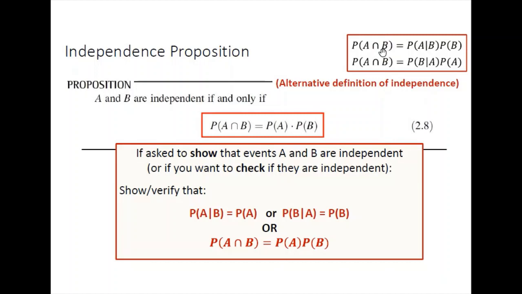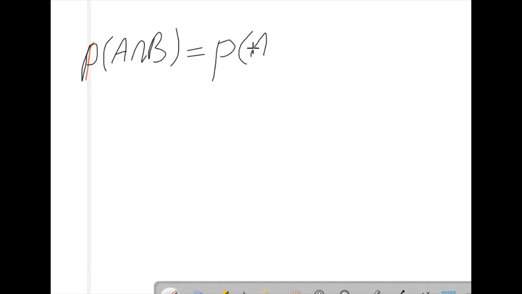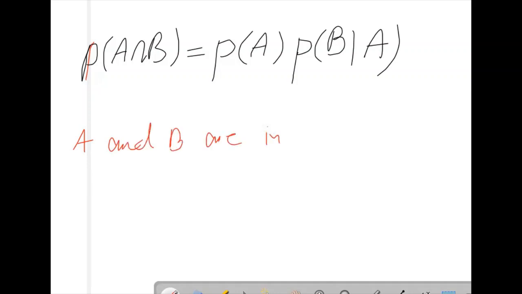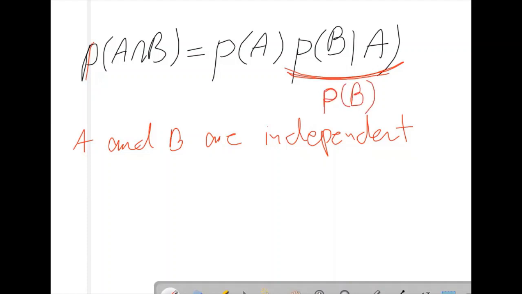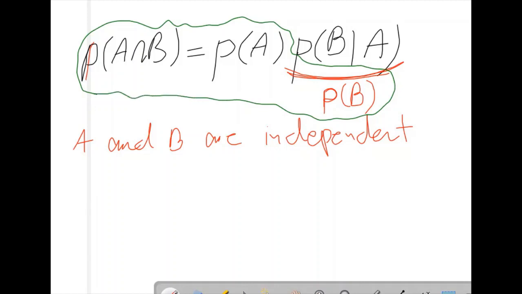So we can rewrite the multiplication rule for two independent events like this, because before, in the multiplication rules, we had the probability of A intersection B is the probability of B given A times probability of A. So when A and B are independent, the probability of B given A is the probability of B. So we can write the probability of A intersection B is the probability of A times probability of B.